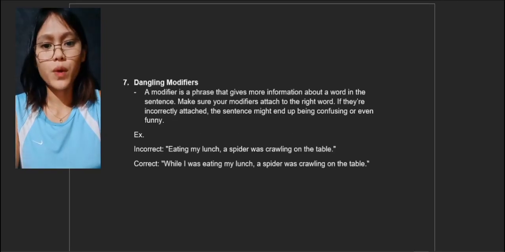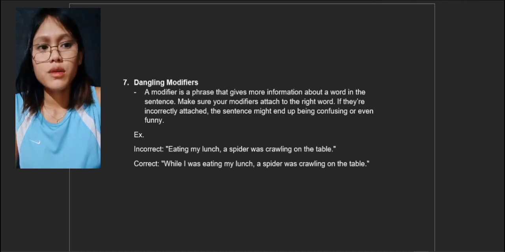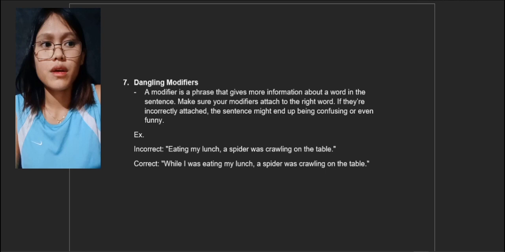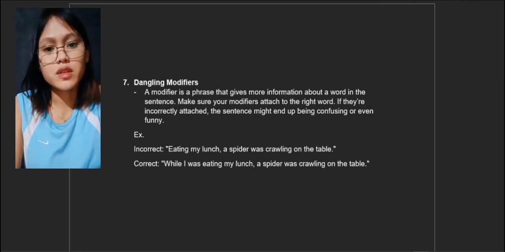So the seventh one is dangling modifiers. Let me first define the modifier. A modifier is a phrase that gives more information about a word in a sentence. Therefore, make sure to attach modifiers to the right word. If they're incorrectly attached, the sentence might end up being confusing or even funny.